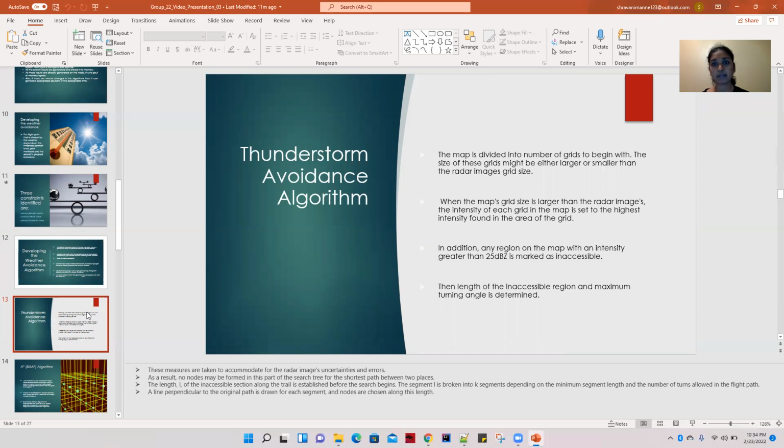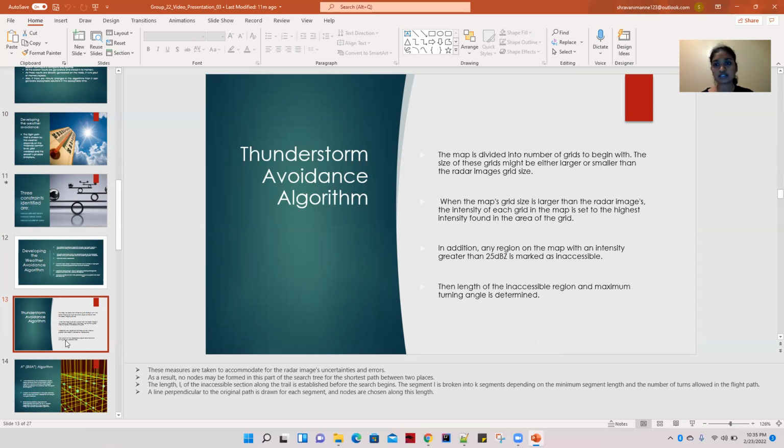In this, the map is divided into a number of grids. The size of the grids may be either smaller or larger than the radar images. When the map's grid size is larger than the radar's image, then the intensity of each grid in the map is set to the highest intensity found in that area of the grid.